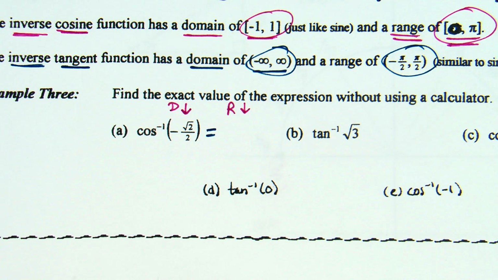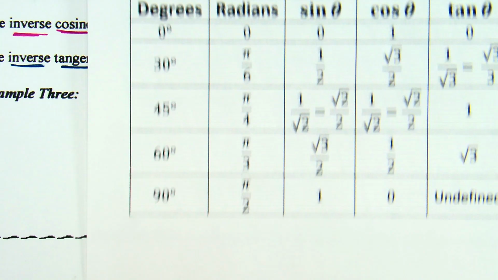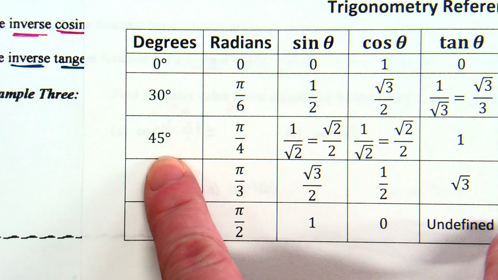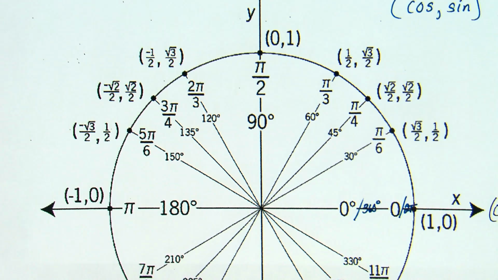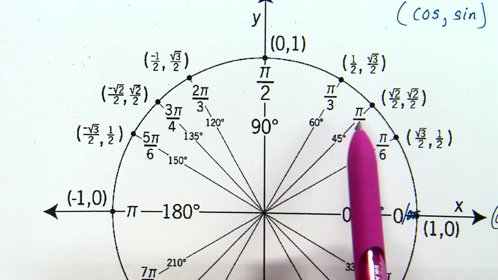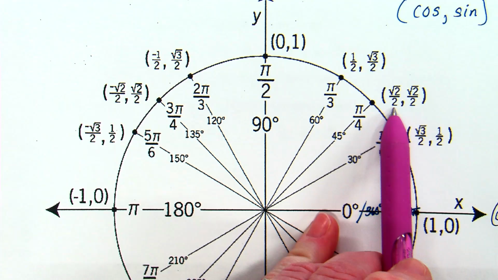45 degrees. Okay, so if you look on your chart, cosine of 45 degrees, or pi over 4, is square root of 2 over 2, correct? Now, let me go to my unit circle for a moment. So, right here, pi over 4, 45 degrees. Notice the ordered pair even tells me, right? Cosine is square root of 2 over 2.